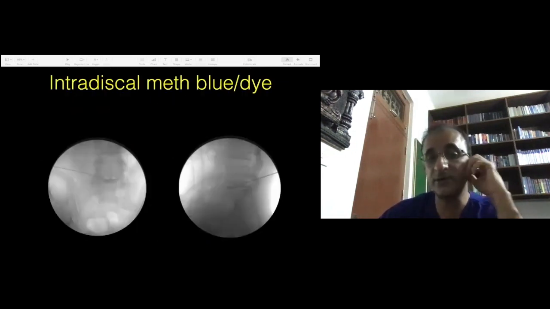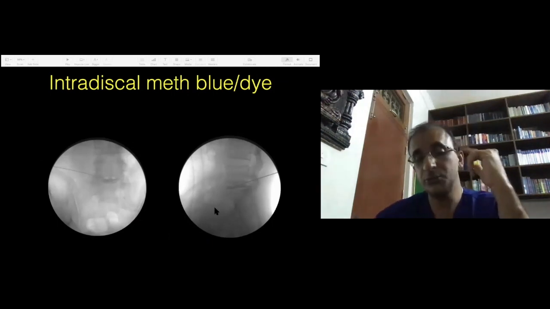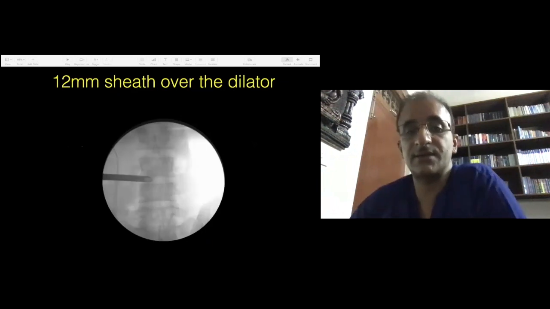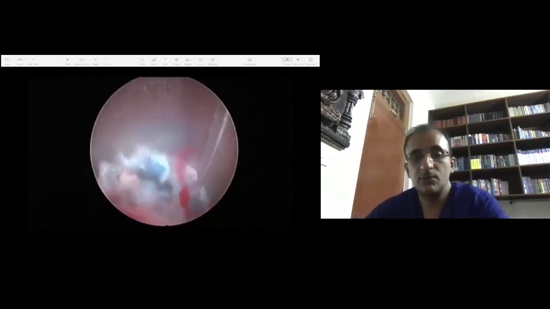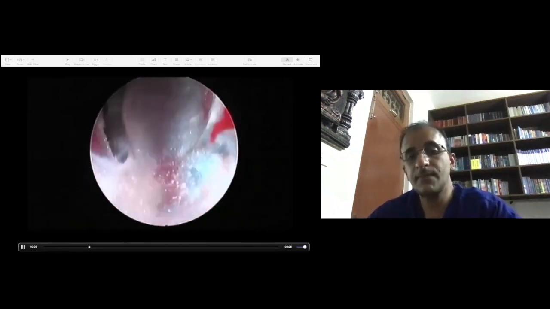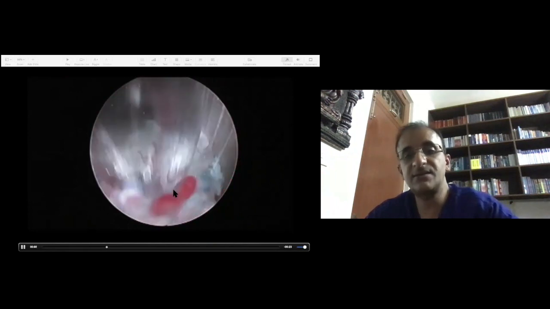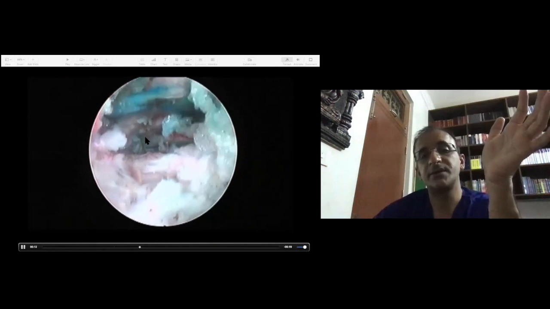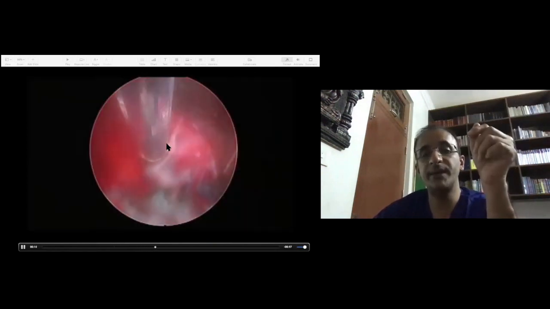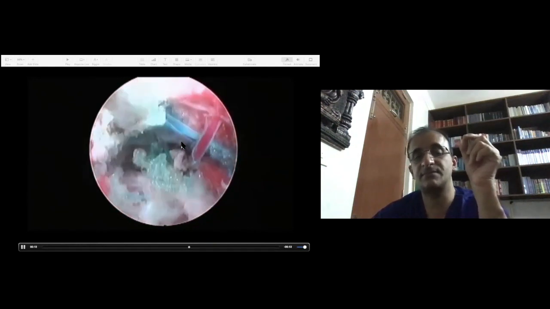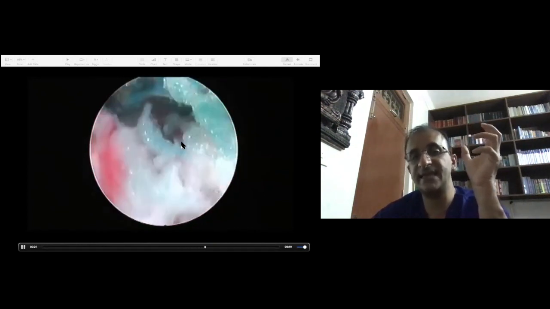Yes, at this point of time, I used to use dye and methylene blue. If you want, you can use it. I've stopped using methylene blue or dye. So the blue thing that you see is the methylene blue. And this is the fat. Till the medial pedicular line, you can easily go. Here, you can see the opening. This is the RF. When you have such bleeding, you can increase the irrigation.